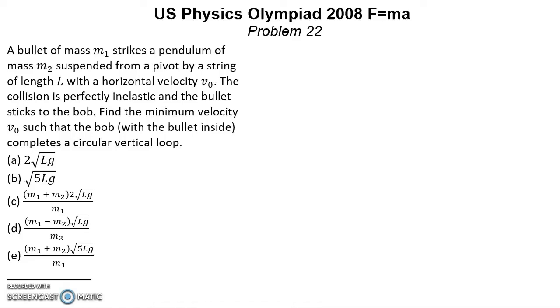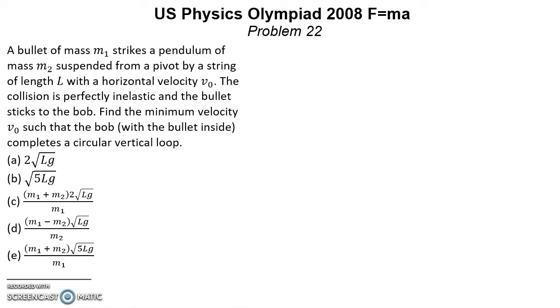Problem number 22. A bullet of mass m1 strikes a pendulum of mass m2 suspended from a pivot by a string of length L with a horizontal velocity v0. The collision is perfectly inelastic and the bullet sticks to the bob. Find the minimum velocity v0 such that the bob with the bullet inside completes a circular vertical loop.